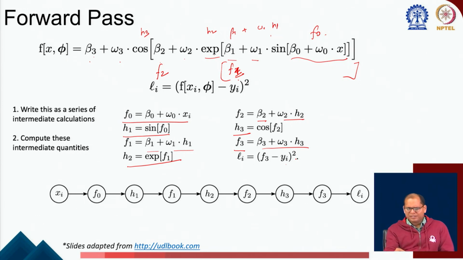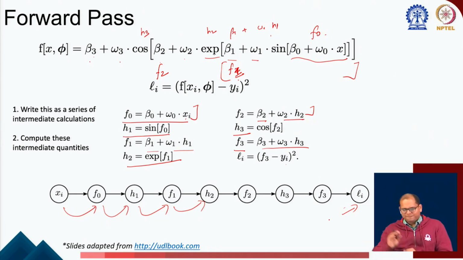It is very modular, and you see each f_i has a very similar form. So, whatever I do over one f_i, I can take it for the other f_i's also. I do not have to redo everything. And this I can see as a nice computational graph. So, I started from x_i, x_i gave me f naught, which gave me h 1, f 1, h 2 and so on, up to L_i. So, this is my forward propagation from x_i to the loss.